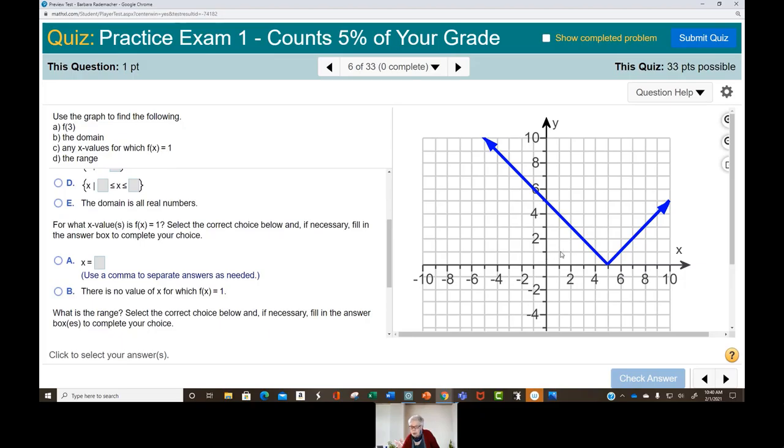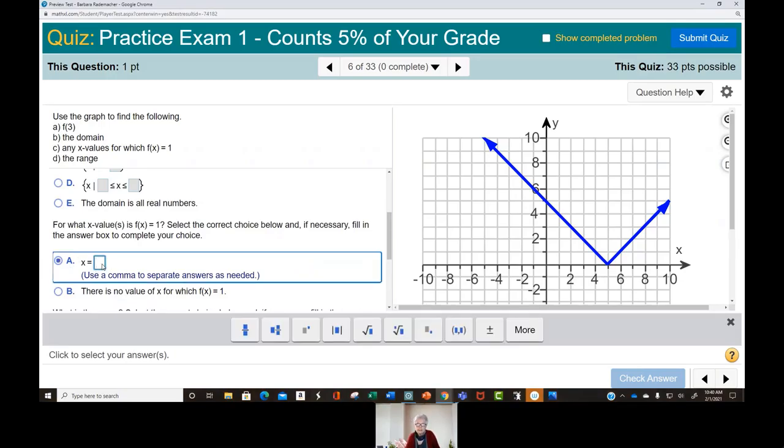So here's y equals 1, and the x that goes with that is 4. And then y equals 1 here, and the x that goes with that y equals 1 is 6. So you would answer 4 comma 6.